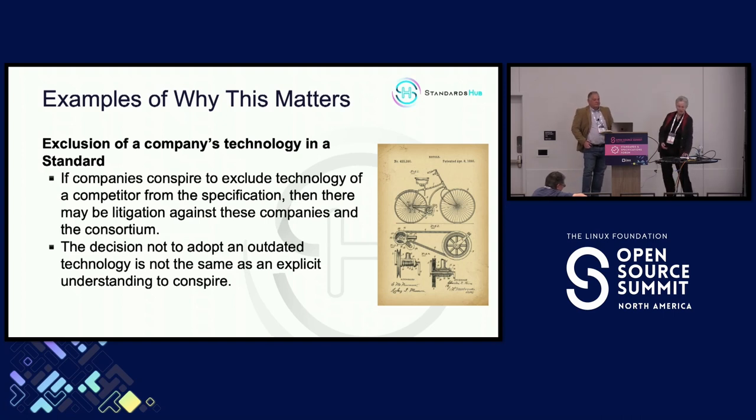So here's another example. I have lots of notes on the other, I guess I was really ready to go into telling you all the legal aspects of the exclusion of a company's technology in a standard. So if companies conspire, and that means two or more companies get together and they want to exclude the technology of a competitor from the specification, then there may be litigation against these companies and the consortium itself. The decision not to adopt an outdated technology, however, is not the same as an explicit understanding to conspire. These are cases.